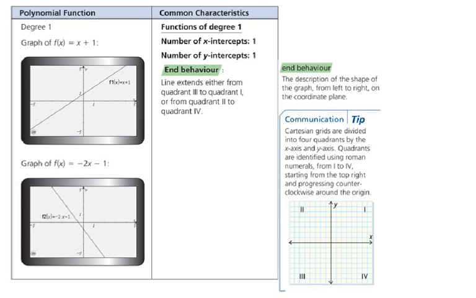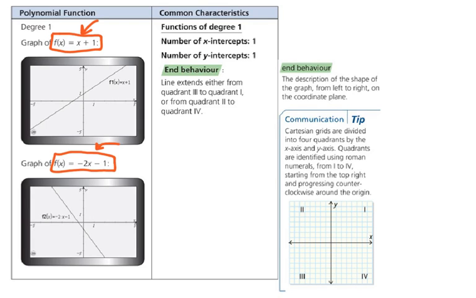So what I've done for you is given you two examples of polynomial functions with degree 1. Now, the degree of a function refers to its exponent, and so this first one is f of x equals x plus 1. The exponent on that x is a 1. That's why it's a degree 1. The second one is f of x equals negative 2x minus 1, again with an exponent of 1 on the x to make that degree 1.